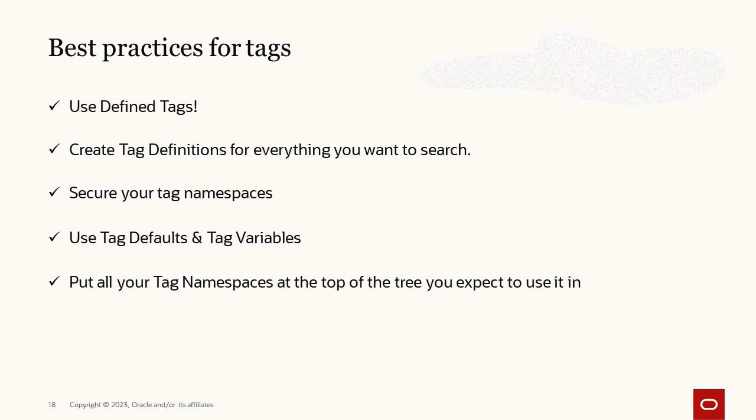Lastly is to put all of your tag namespaces at the top of the tree you expect to use it in. So when we talk about the tree, we are referring to the compartment tree that these will live in. And so it's okay to put these namespaces in the root compartment, but it's best recommended to be placing them in the topmost compartment where they'll be used.